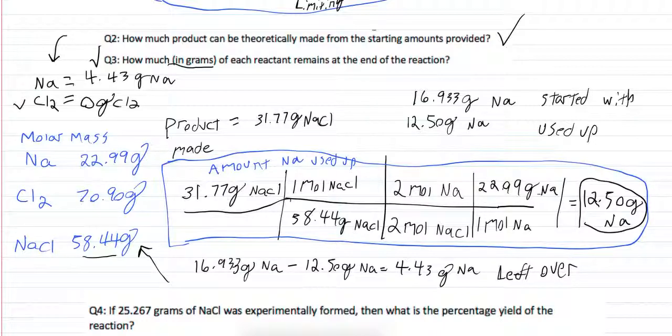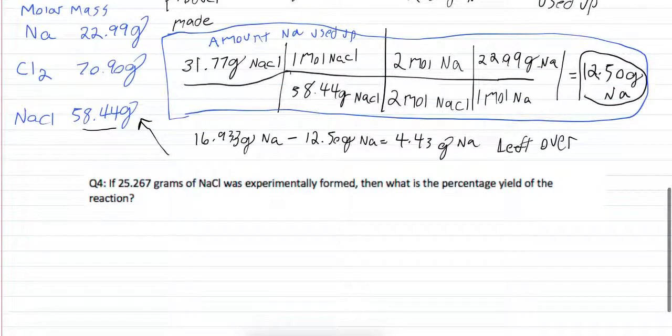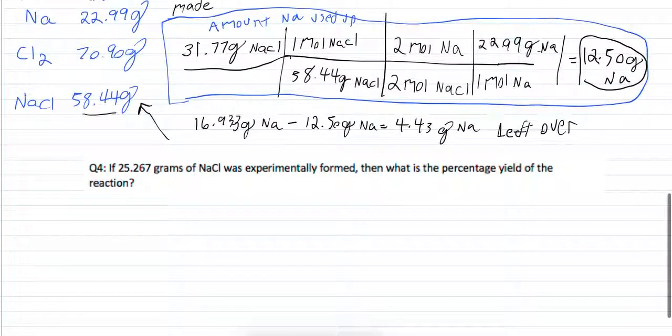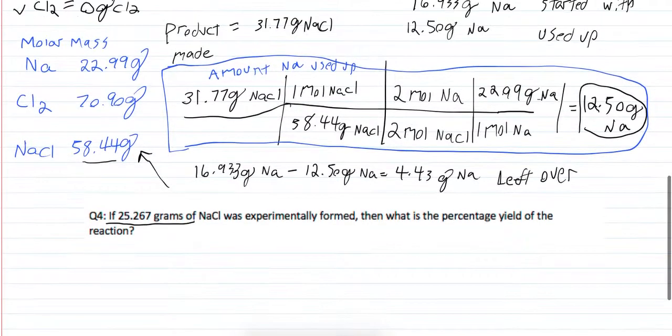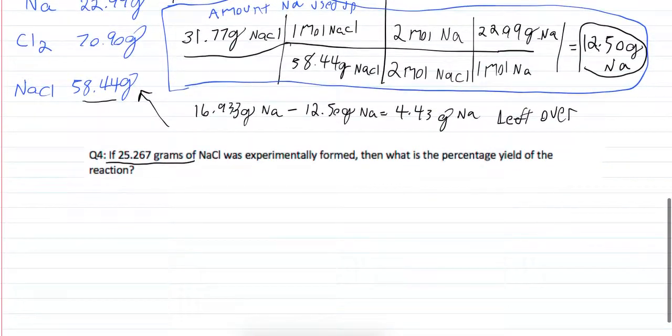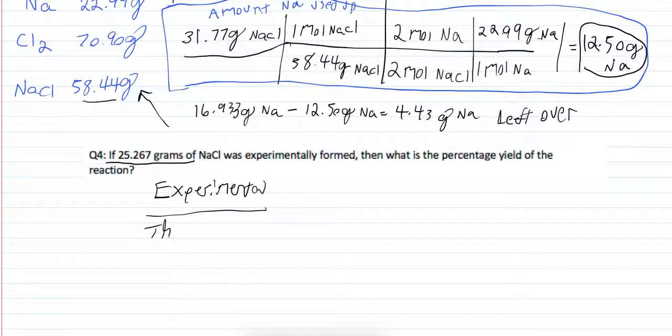Now there's one more thing you can do with this information. Let's say you're in the lab and you did this reaction. If 25.267 grams of NaCl was experimentally formed, what is the percentage yield of the reaction? So let's go back to see how much we originally found. In here, we're going to do experimental over theoretical. And to make that into percent form, we're going to times it by 100.